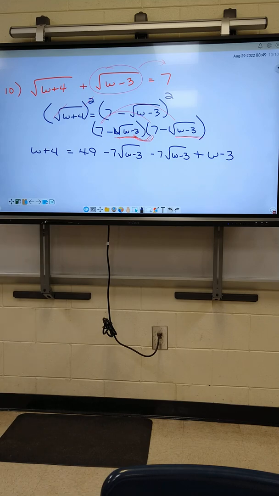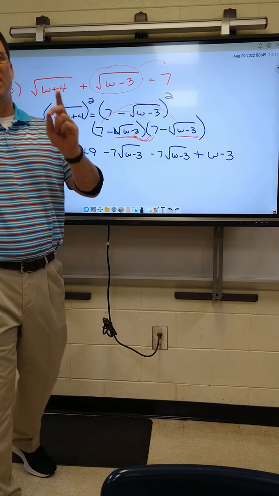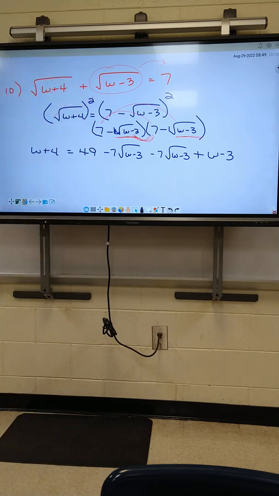Everything else isn't bad. So what I want us to do now, look on the right side of the equal sign. I want you guys to combine like terms. Everybody can do that. Combine like terms on the right side. Just bring down w plus 4 on the left side. We'll use it later.